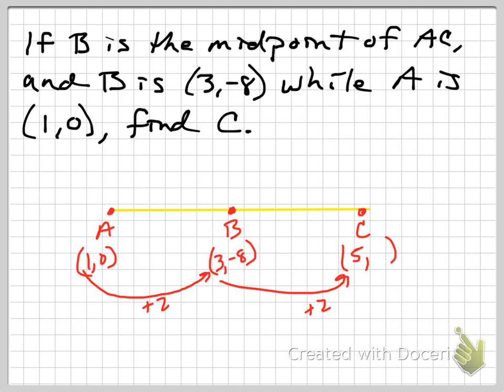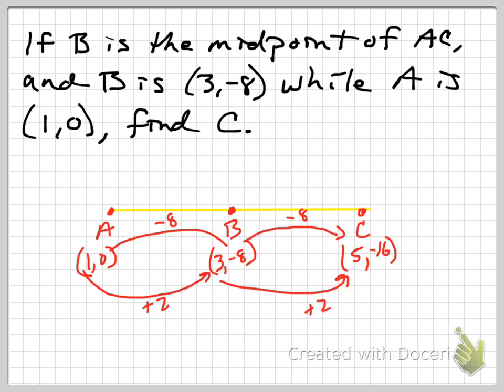And then for the y coordinate, to get from A to B, I subtracted 8. So if I subtract 8 again, I should be able to come up with the y coordinate 5, -16. There are algebraic ways to do it. That's kind of what Gritch was talking about. He was saying 1 plus something divided by 2 is 3. He was kind of doing the midpoint formula in his head, and he's exactly right.